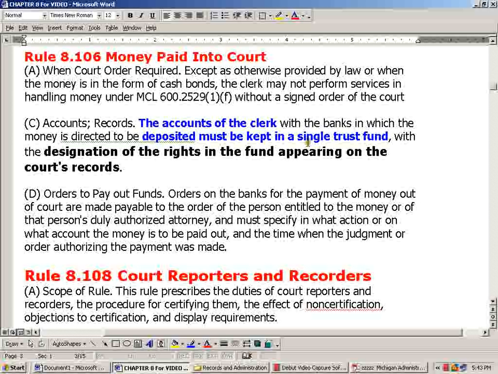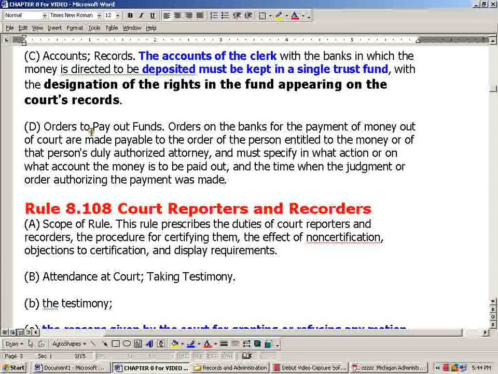Anyway, money paid into the court. The accounts of the clerk with the banks in which the money is directed to be deposited must be kept in a single trust fund, with designation of the rights in the fund appearing on the court records. Orders to pay out funds, orders on the banks for the payment of money out of the court, are made payable to the order of the persons entitled to the money or to the persons duly authorized, the attorney. Now, when you go into a foreclosure, this is about the securities and so forth, because it's an in rem proceeding, and a stakeholder was holding the property, like an escrow agent, and he's not really sure who to give it to because the closing never happened.